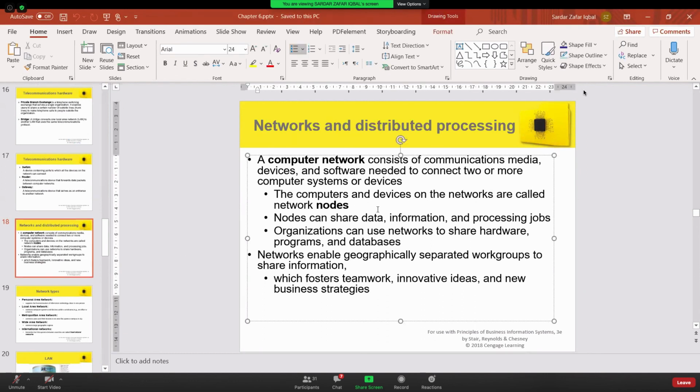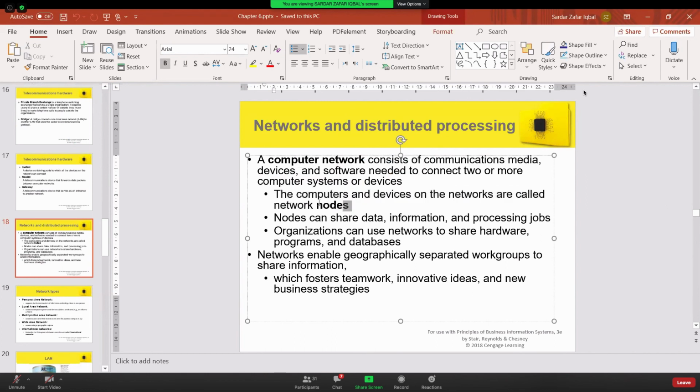So now you guys know about the different media, about different devices of network. So what is a network now? A computer network consists of communication media, the wire, the wireless, the different mediums that we discussed, the devices and software needed to connect two or more computer systems or devices. So this is called the network. It includes computers, communication media, and software. Guys, are you with me? Yes. Okay.